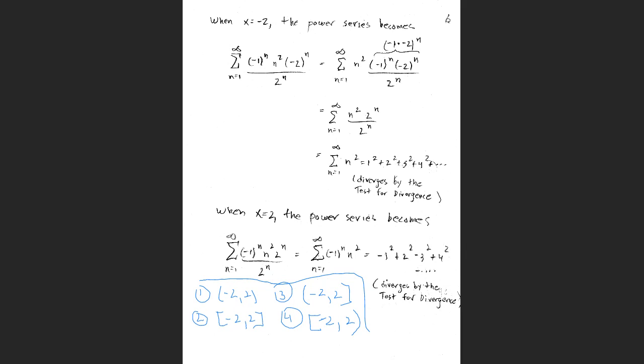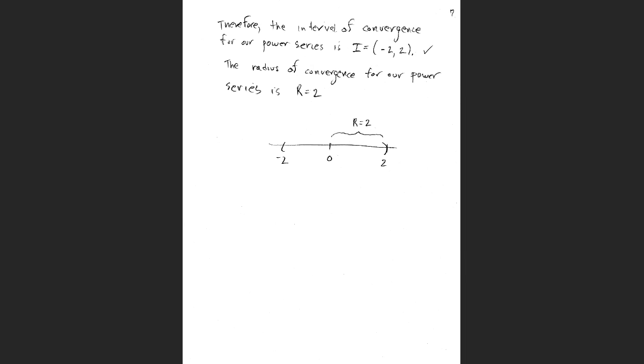Okay, good Maria, good Lepine, good Renaud. It's going to be the first choice. That's your interval of convergence. So let's go to the next page. Here we go. The interval of convergence for our power series is the open interval from -2 to 2, which I've drawn here. Here's the x-axis, and there's my interval.